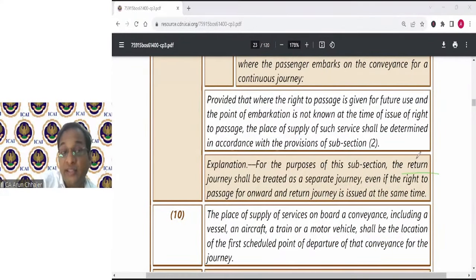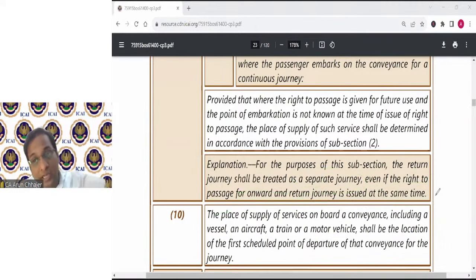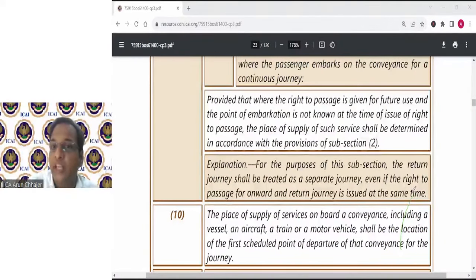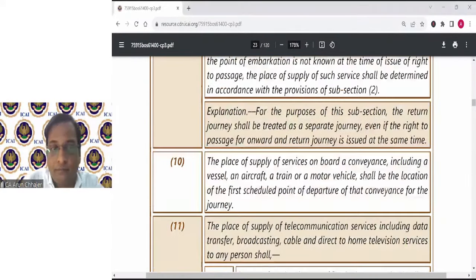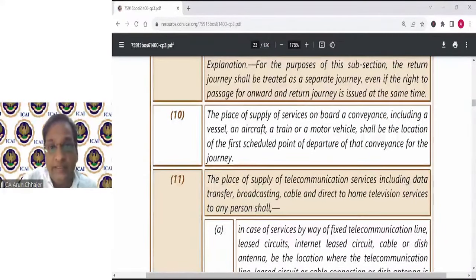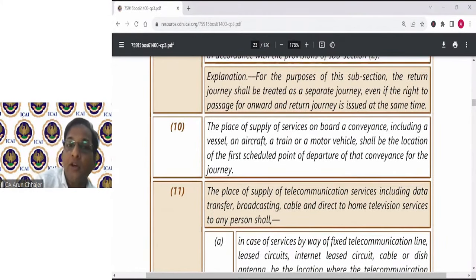It says that the return journey shall be treated as a separate journey even if the right to passage for onward and return is issued at the same time. So one journey from Delhi to Bangalore, second journey from Bangalore to Delhi. It will be treated as two separate journeys even though both tickets have been issued at the same time. Allow me some time so that we can complete. One more provision, we can complete till here only.